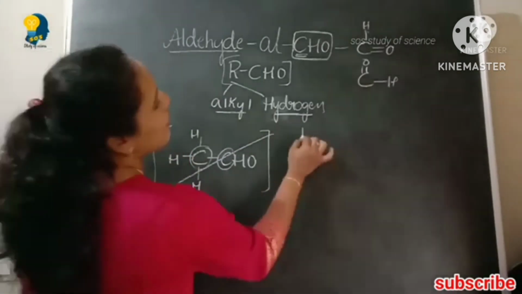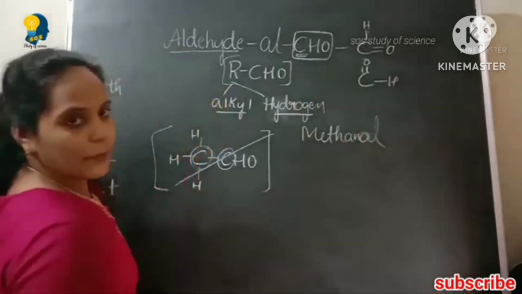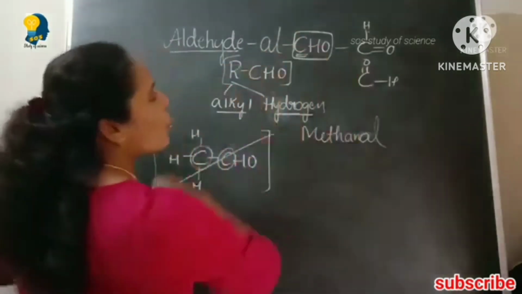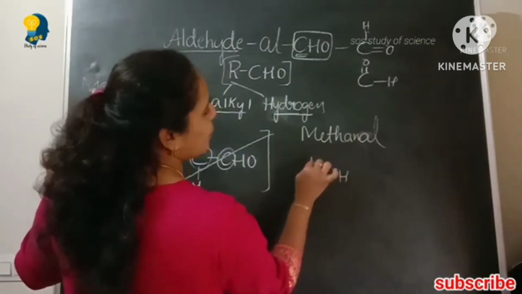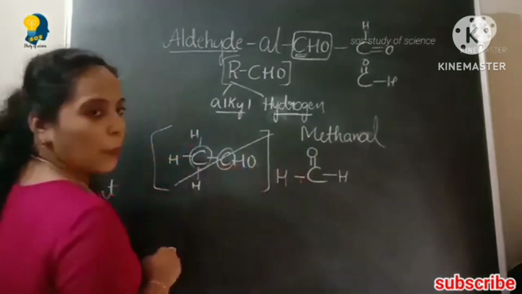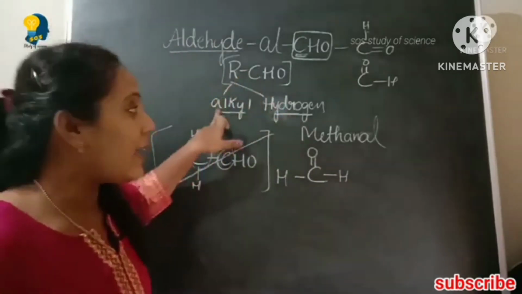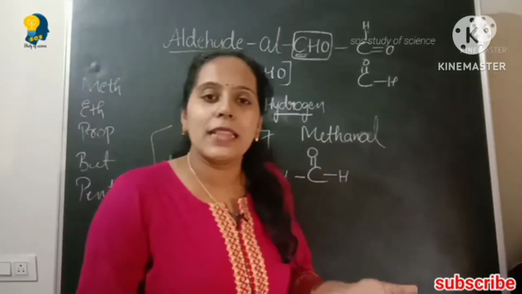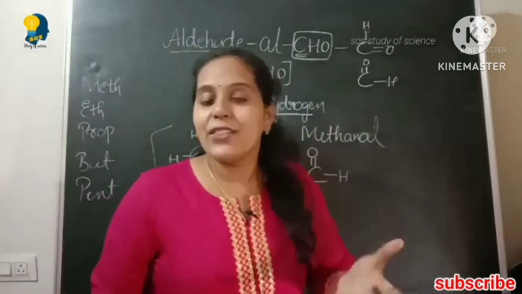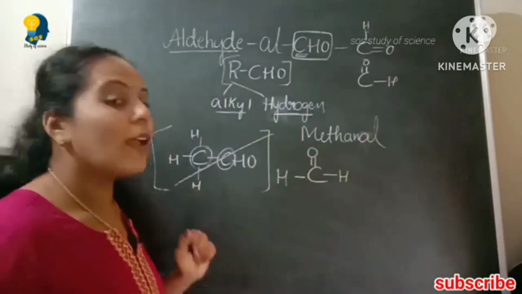Now meth: methane, just remove E and add al, and it becomes methanal. Meth is one carbon, and that one carbon is already present in the functional group itself. So we write CHO like this. This functional group is simply attached to one hydrogen. This is how we represent methanal. If I write alkyl, we can't satisfy meth, because only one carbon should be there and here there are totally two carbons. So we are not going to write the CH3 group for the beginning of methanal. Instead of CH3, we denote it by hydrogen.